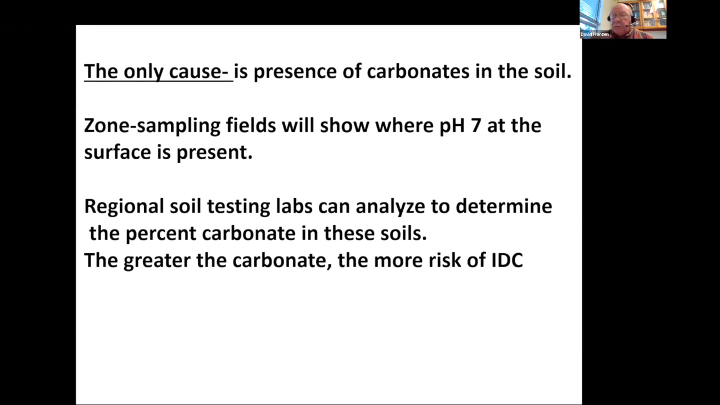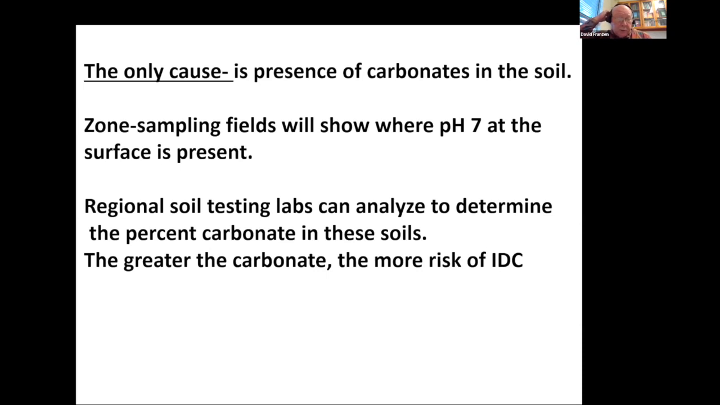So the only cause for this is the carbonates. It's the only cause. Other things factor in the severity, but the only cause is carbonates. So if you have pHs below 7, there's no way that you're going to get IDC. If you have pHs above 7, that means that you have carbonates in your soil.